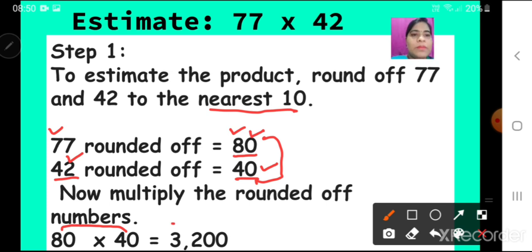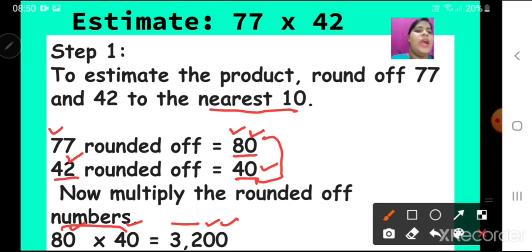So we write the number 32 and then how many zeros are there in the multiplicand and multiplier? There are 2 zeros, correct? So we will put 2 zeros at the end. So directly also you can multiply. So 80 multiplied by 40 is equal to 3200. Children, 3200 is your estimated product.